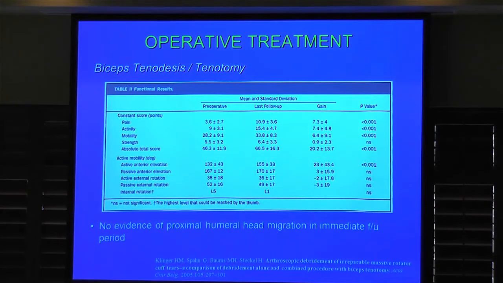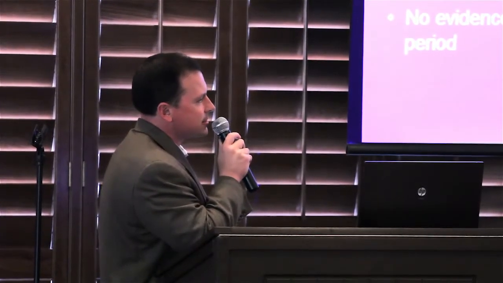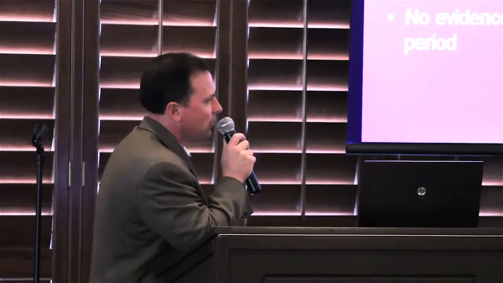And this has been backed up. This was a really nice design out of France where they looked at the outcomes of the patients with just doing an arthroscopic tenotomy or a tenodesis. And they found that the strength did not improve, but pain, activity, and motion did improve. They did have improvement in anterior elevation, which I don't know if that could be from pain relief, because pain can inhibit function, or could be part of an anterior deltoid rehab. The interesting thing is biomechanically, we don't think the long head of the biceps really provides any static stability to the shoulder. And they had no evidence of proximal humeral head migration in the immediate follow-up after the long head of the biceps was tenotomized or tenodesed.